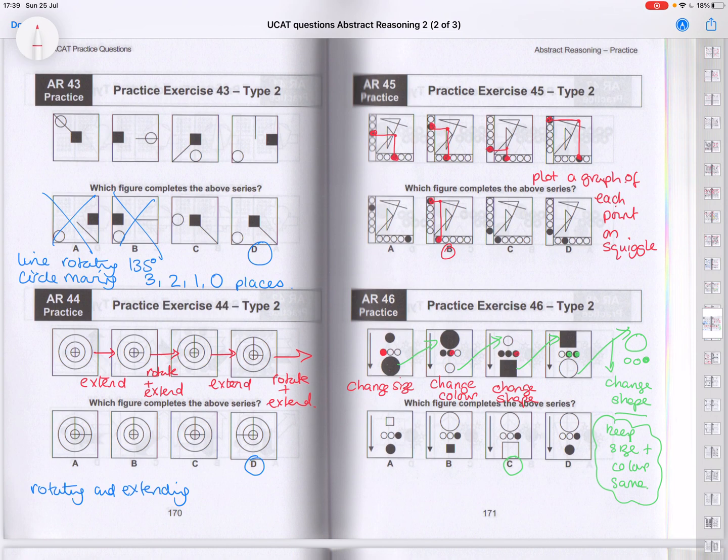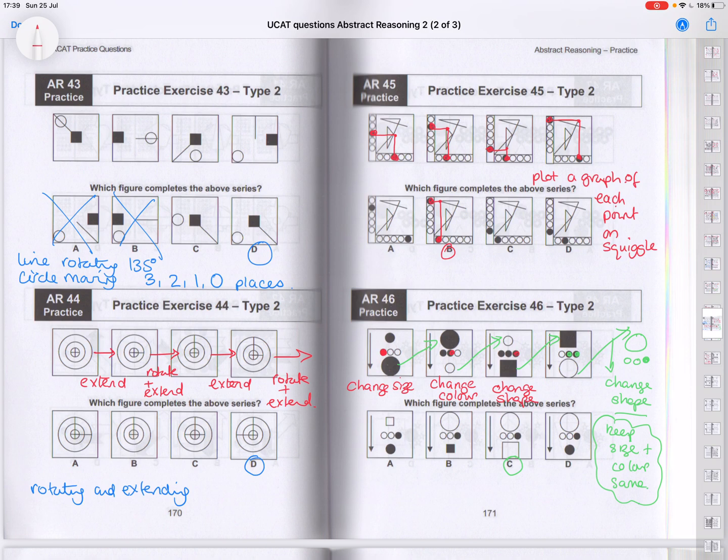In 43, the line is rotating 135 degrees each time, which means that it can only be C or D. And then the circle is moving around the square. It's moving around the edge clockwise, and it's moving 3 places from 1 to 2, 2 places from 2 to 3, 1 place from 3 to 4, and therefore in the next one it's not going to move at all. So that gets us to the correct answer, D, without needing to think about the square.